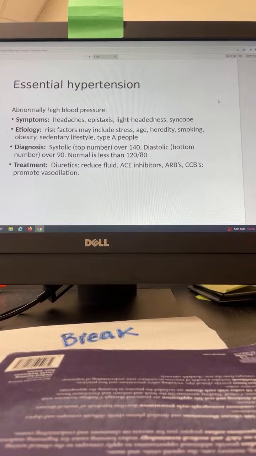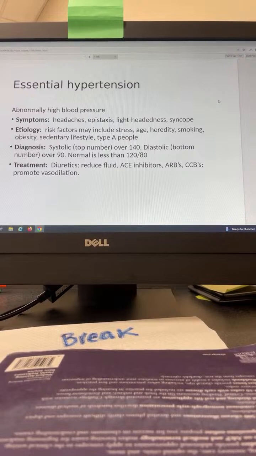So normal blood pressure is 120 over 80 or below. Okay, so below that is good. If the top number is over 140 and the bottom number is over 90 over a period of time, consistently, that's a diagnosis of hypertension. How do we treat this? Well, there's a bunch of different hypertension meds.